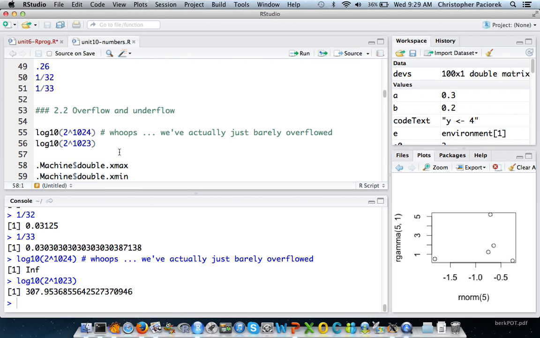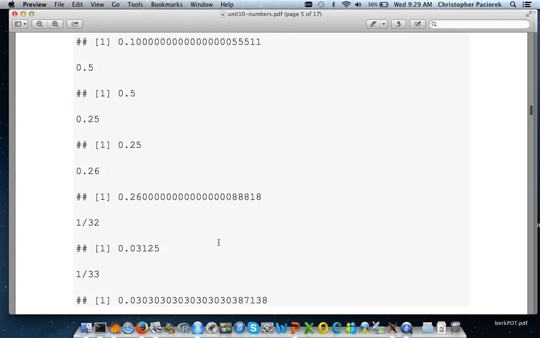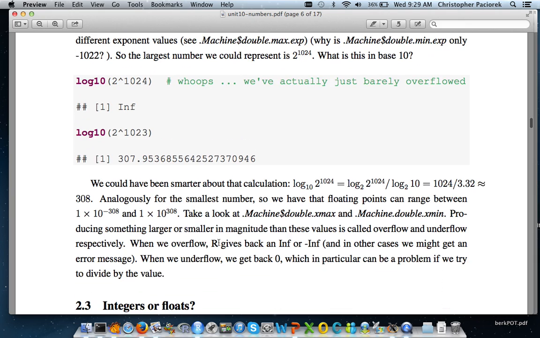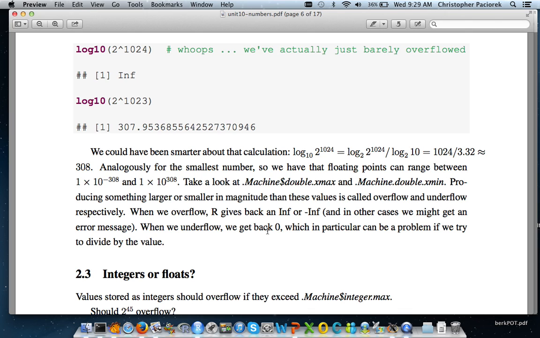If I switch back to the PDF, I guess this was high school math, or I'm not exactly sure when this was, but we can play around with bases and ask what this value is. We can do it in terms of math, instead of trying to do it on the computer, where we run into the limitations of how we represent numbers. That's this representation, 1024 divided by 3.32, and that's right around 308. We could do a similar calculation for the smallest number we could represent. Instead of 2047, E would be 1, and that would be minus 1022. That's going to show us that the smallest number we can represent is around 1 times 10 to the minus 308, analogously.